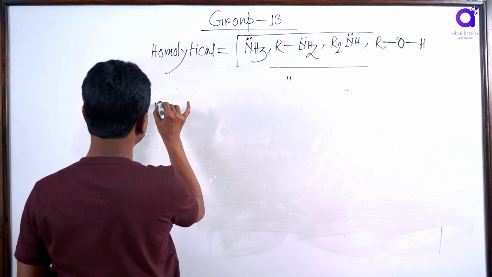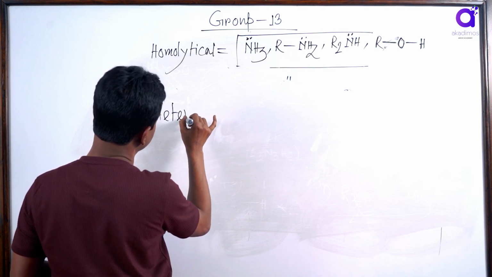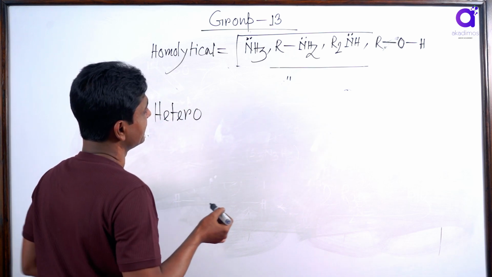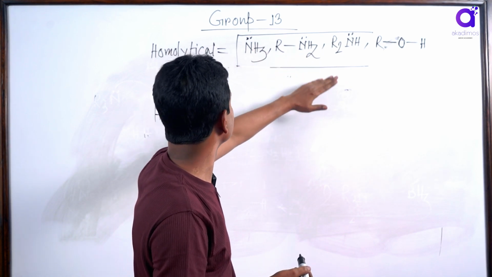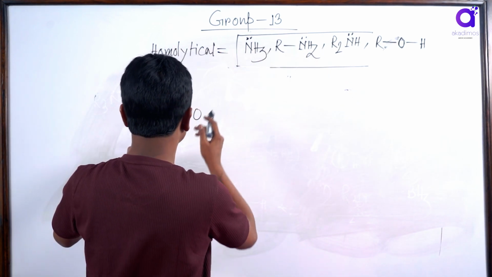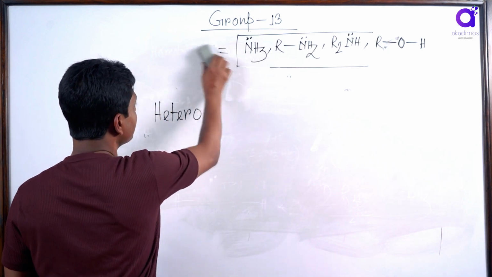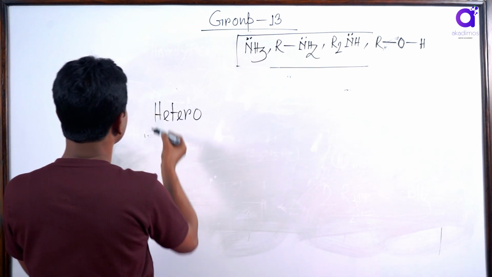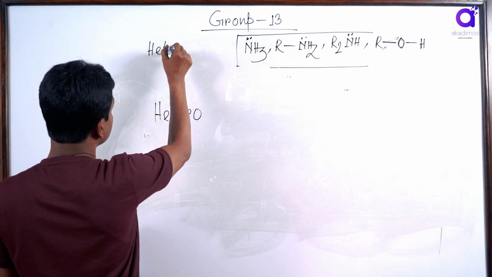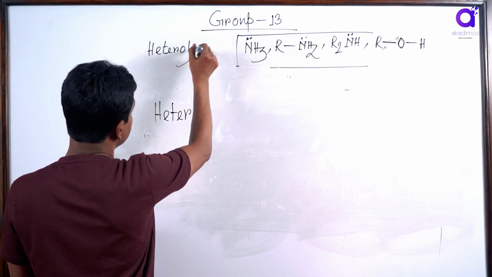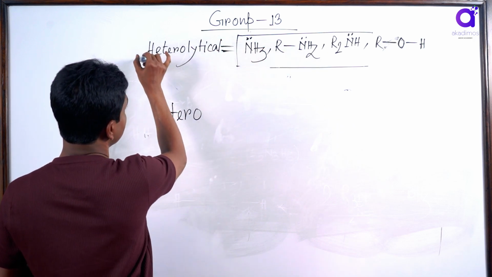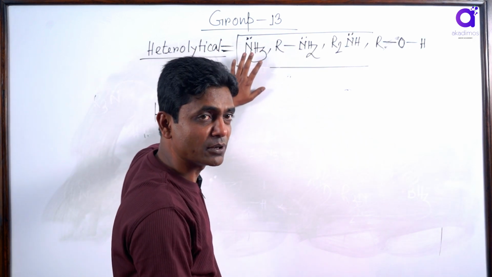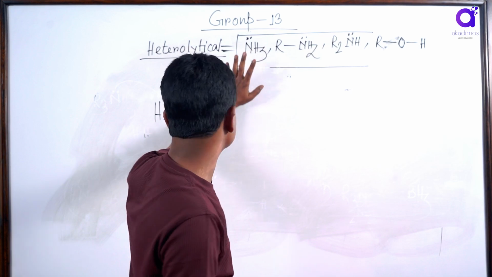Now heterolytical cleavage: here consecutive attack, 2 times consecutive attack on the same boron, there you will get heterolytical cleavage. That I have shown you in the mechanism. Heterolytical cleavage, the condition is minimum 1 hydrogen associated with nitrogen.